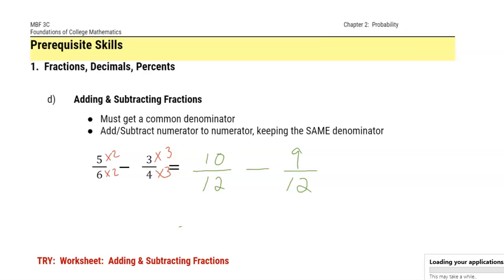And so I look at this and I say, well, I have 10 pieces out of 12, and I want to take away 9 pieces out of 12. How many pieces out of 12 do I have left? I have 1 piece out of 12 left.